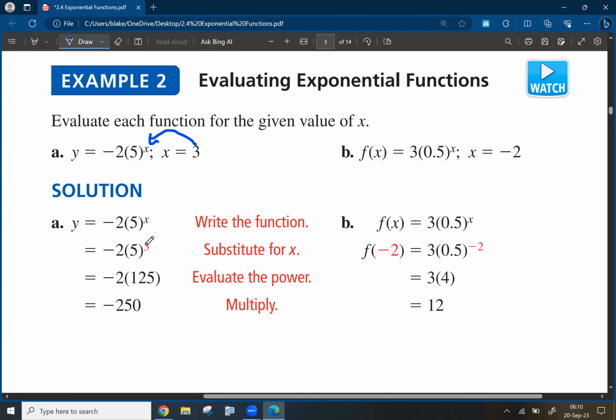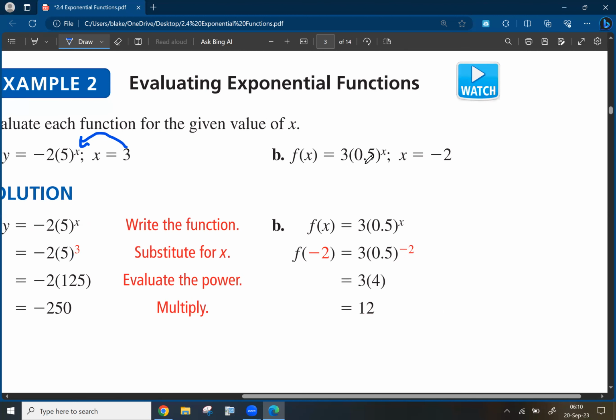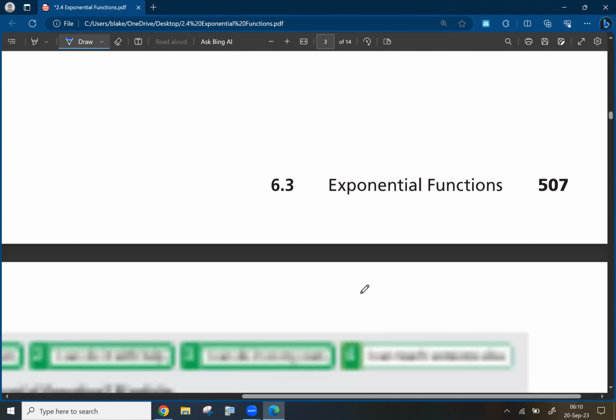So the main thing is when you do this, make sure you follow the order of operations. Exponents come first and then multiply. So that's why 5 to the third came first. That became 125. And then we multiplied by negative 2. And we got our answer of negative 250. And this one's the same. X equaling negative 2, you're plugging it in. We have 3 times 0.5 to the negative 2 power. So negative 2 is going in for x. And again, you can evaluate this. And of course, the answer comes to 12.